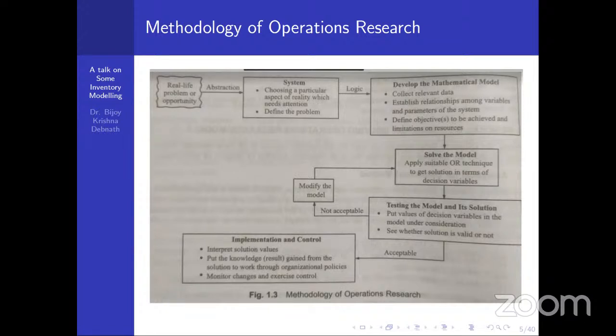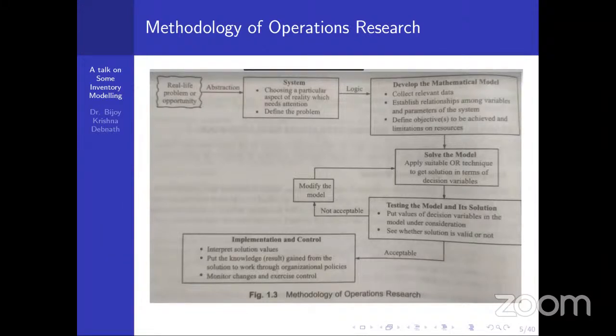So next, move on to this slide. So you know how modeling is done in real life. This chart is very important. Suppose you have some real life problem, right?